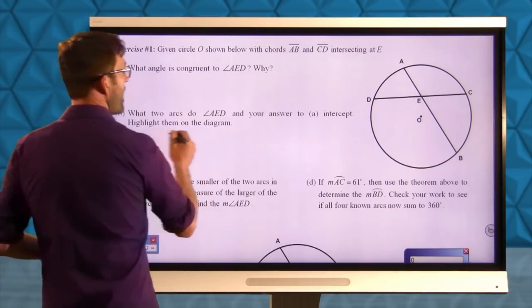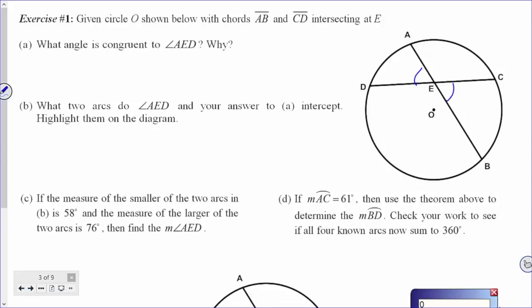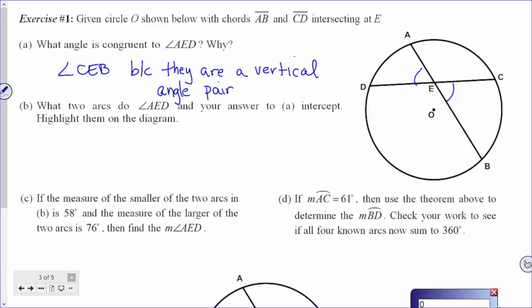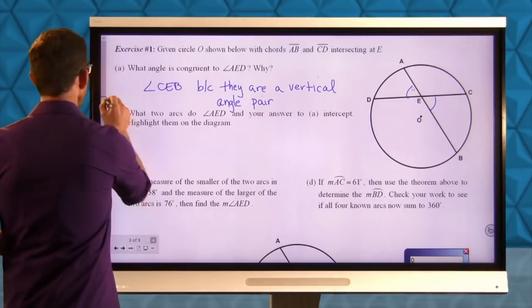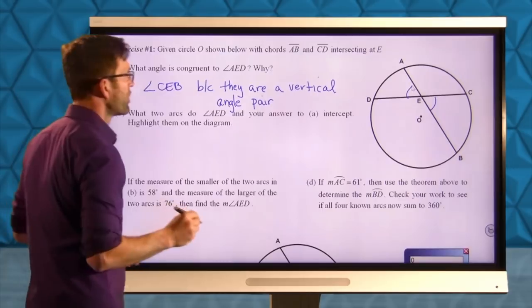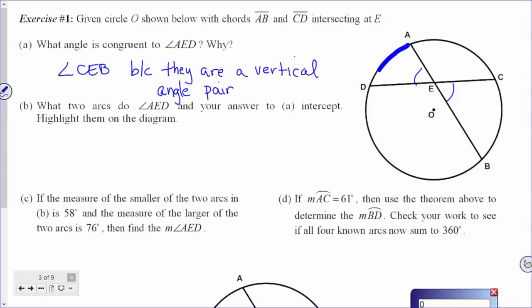All right, well, AED, which is right here, will be congruent to angle CEB or BEC because they are a vertical angle pair. All right, letter B. What two arcs do AED and your answer to A, CEB, intercept? Highlight them on the diagram. Why don't you go ahead and do this? All right. Well, let me highlight them in a thicker brush stroke. They intercept arc AD and arc BC.